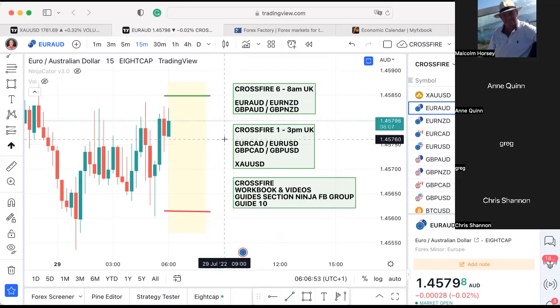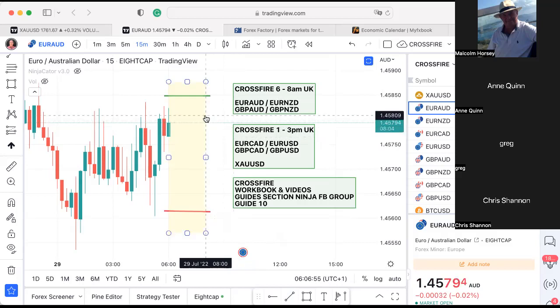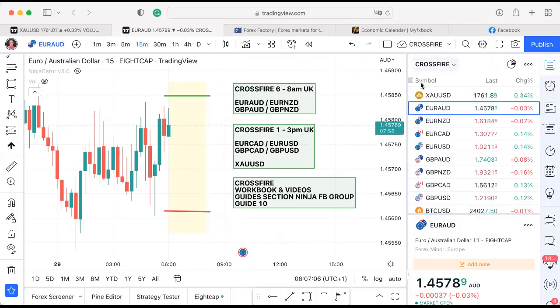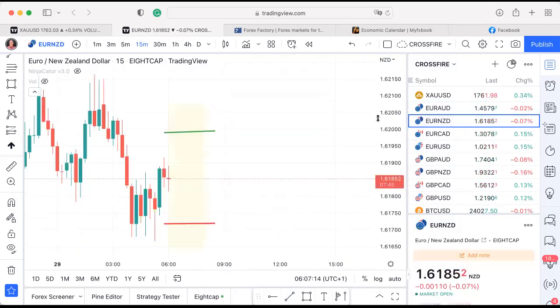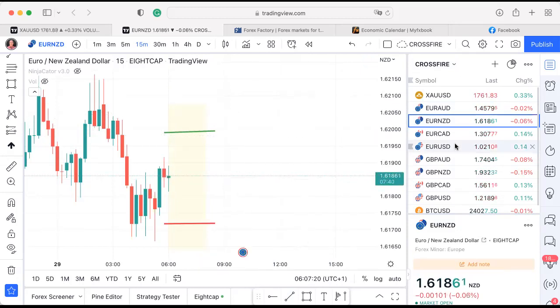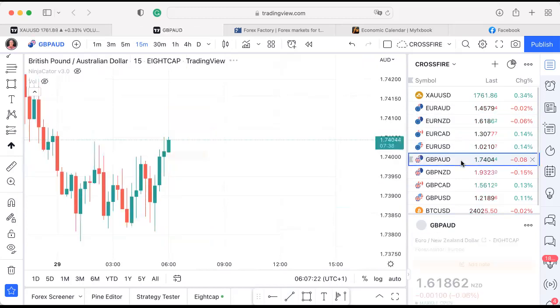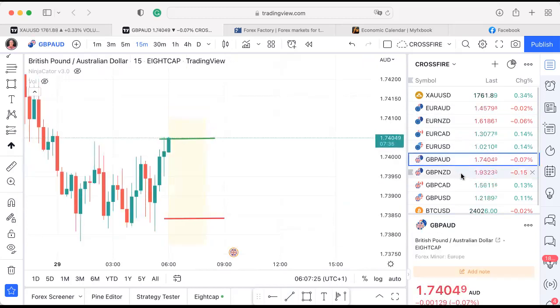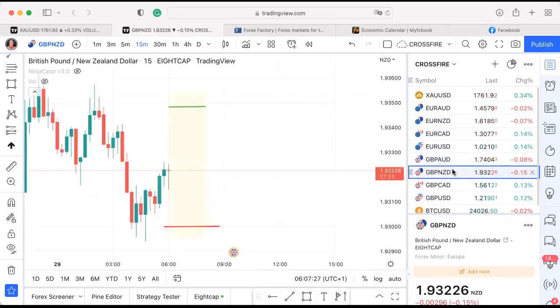So we've got one of the Forex pairs set up there. I'm just going to move you guys out of the way. There we go. So the second pair, if you look at this panel here, the second pair we look at is Euro NZD. I've already put my trend lines on there and the rectangle. GBP AUD, the same, and GBP NZD, the same.